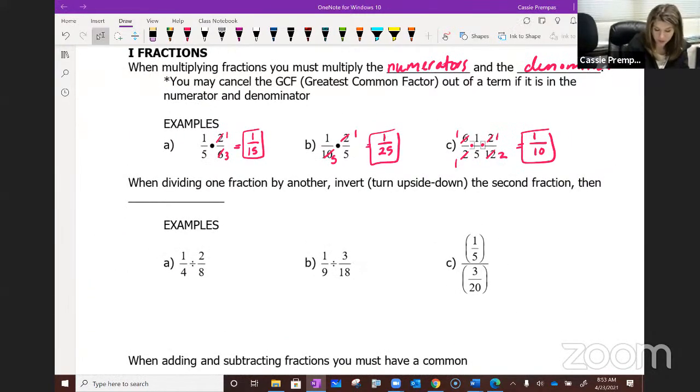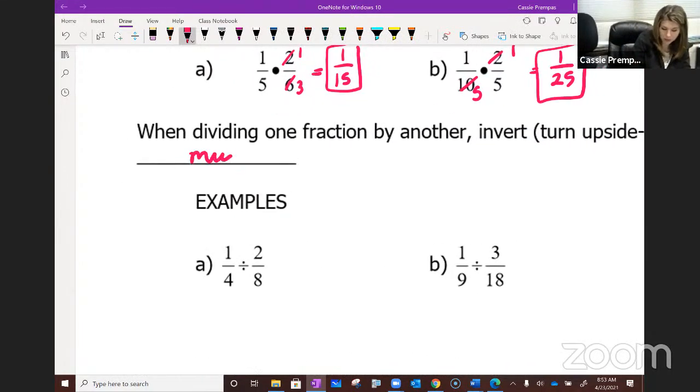That's multiplying. When dividing one fraction by another, you need to invert, which means turn upside down, the second fraction. Don't do the first or you'll get it wrong. Then multiply. I'm sure you guys remember this.